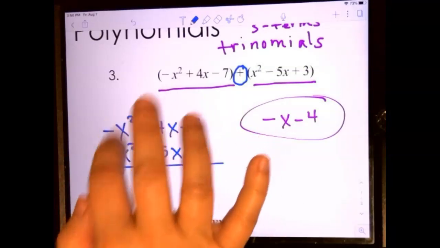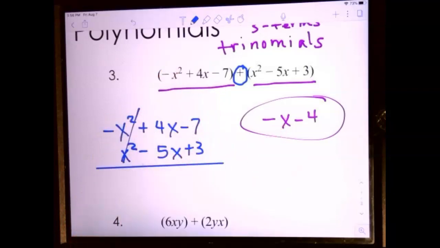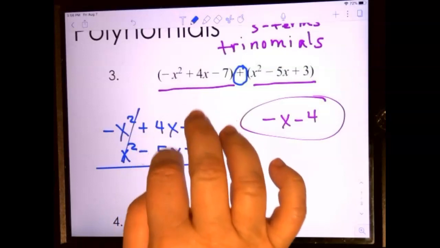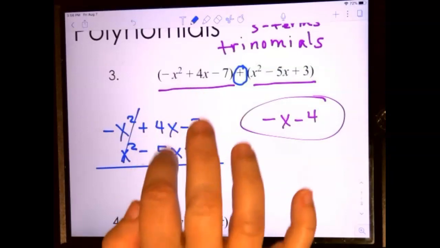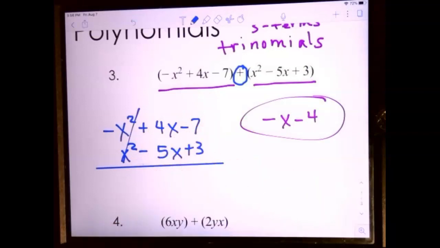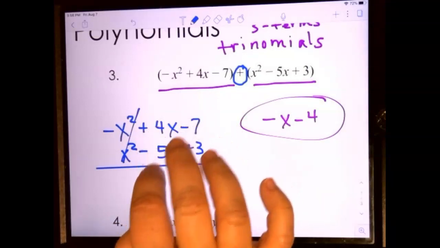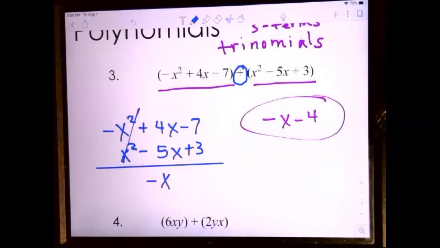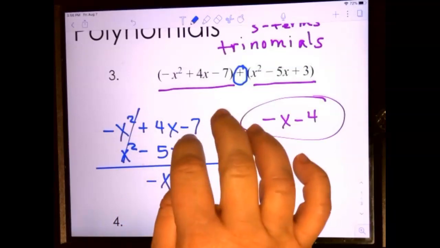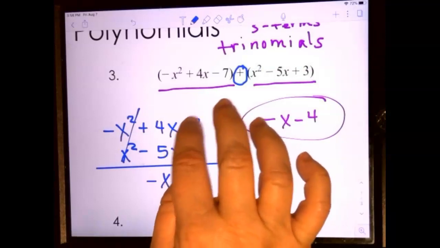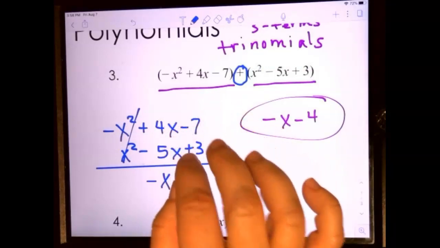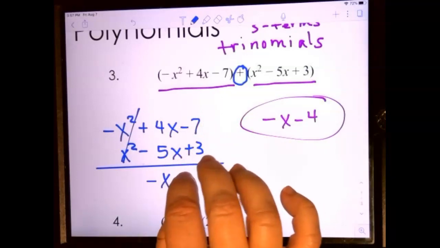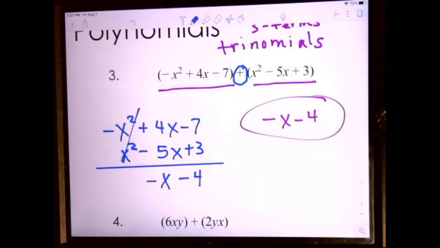So minus x squared plus x squared is a 0 pair. Do I need to write down the 0? No, I don't. So here we're going to look at 4 and 5. Because the x is the same, we're just not going to do anything with that when we're adding and subtracting. So 4 minus 5 is minus 1, but we don't have to write the 1 because we have an x. Minus x is what we write down. Minus 7 plus 3, well, the 7 is larger, so it's going to stay negative, and we subtract, and we get minus 4, same as we did before.